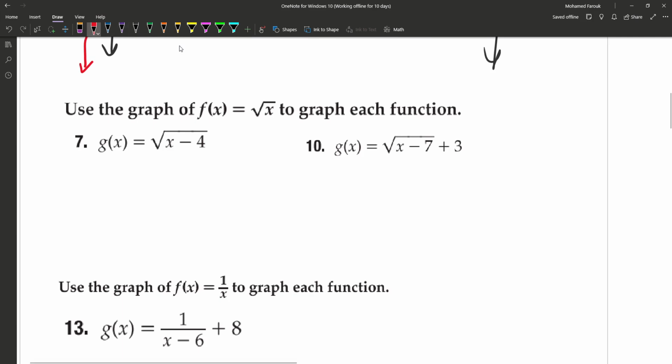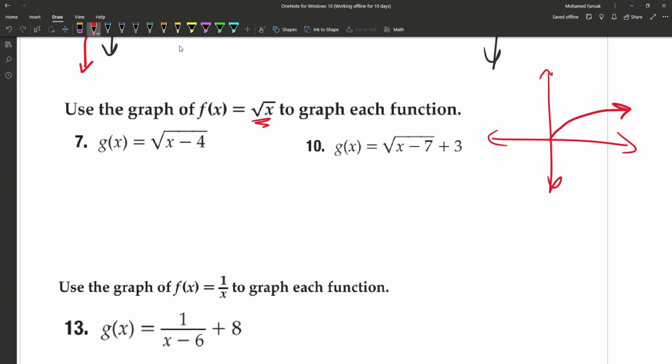Okay, next, use the graph of f of x equals root x to graph each function. Remember the shape of root x. It's like the shape of the root. It will be like this, and of course you will start from the origin point. So this is your coordinate plane, you start from the origin point, and this is the graph of root x.